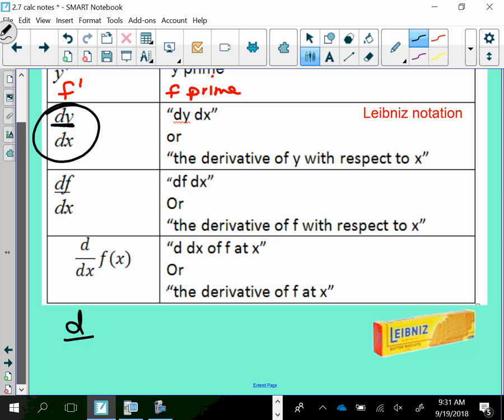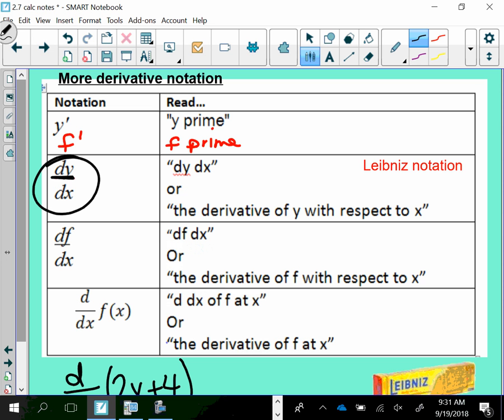Remember how we did in the calculator? We did this, and then we put that. That says I'm going to take the derivative of 2x plus 4. So you can actually put that in there. You can't really do it here.